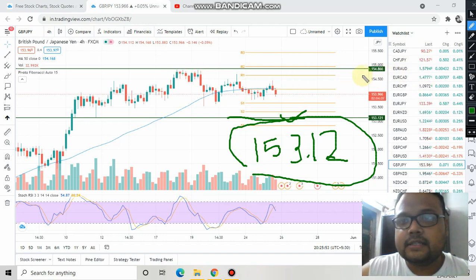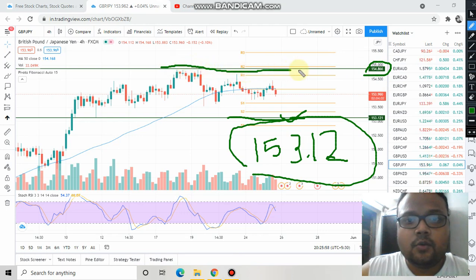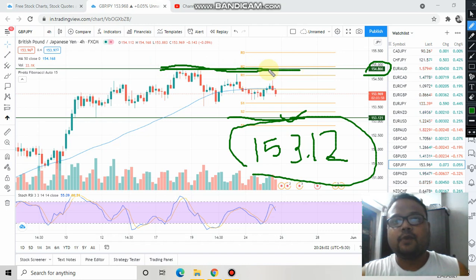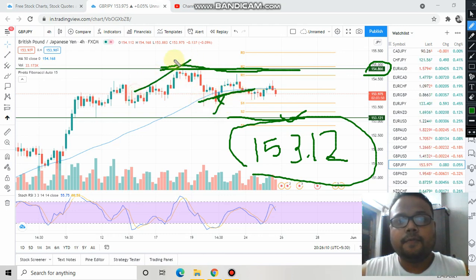Otherwise, if you are looking for a good long trade, then 154.86 is the value. This level is important for us. We will have to wait for the market to cross this level so that we get the best price, because our area of value has shifted from the 50 moving average to this 154.86 level.